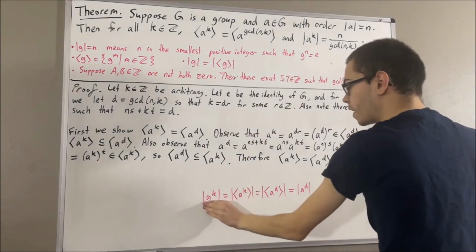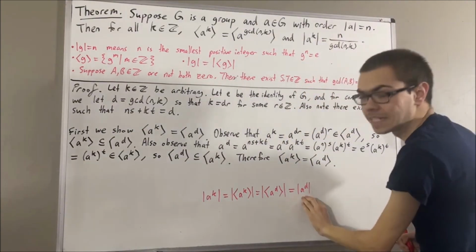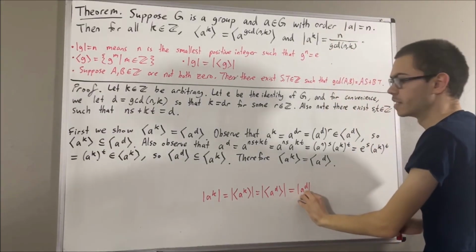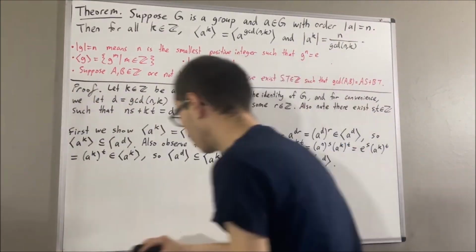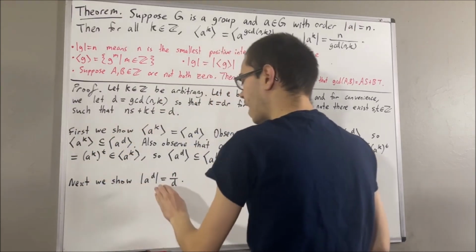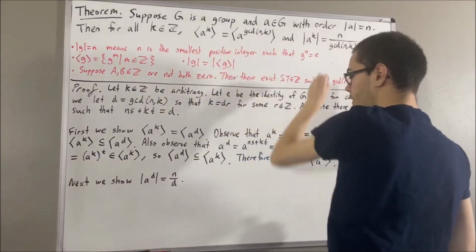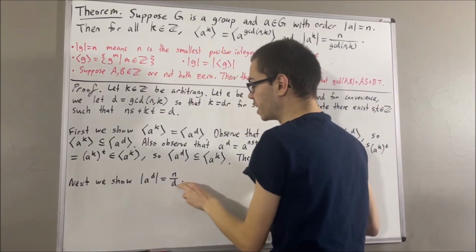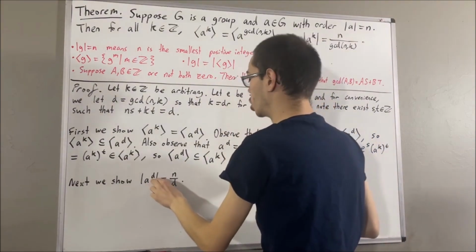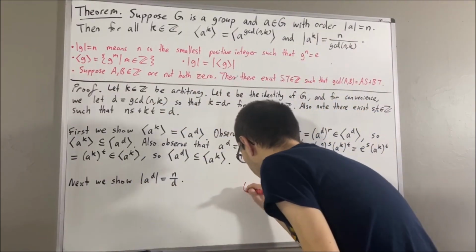So if we want to show that the order of a to the power of k is equal to n over d, that suffices to show that the order of a to the power of d is equal to n over d. So we're going to show that the order of a to the power of d is equal to n over d. And how do we show that? Well, according to the definition of order of an element, we want to show that n over d is the smallest positive integer such that a to the power of d to the power of n over d yields the identity element.